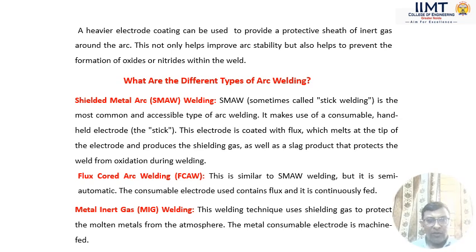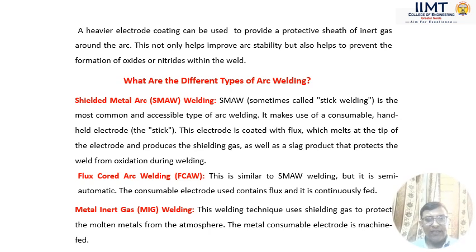The heavier electrode coating may be used to provide a protective sheath of inert gas around the arc. Sheath means cover here. This not only helps improve arc stability but also helps to prevent the formation of oxide or nitride within the bead. Basically, the utilization of this coating is for stability of the arc, and it can also prevent the formation of oxide. Now, come to the types of arc welding.